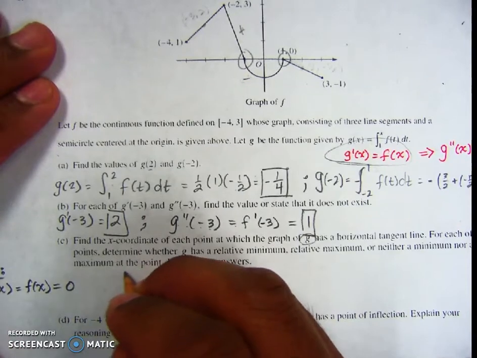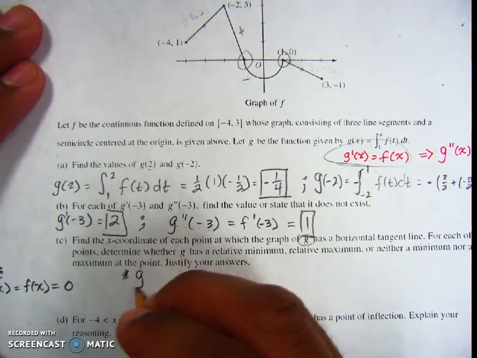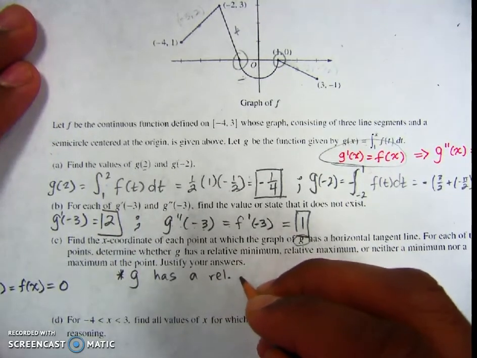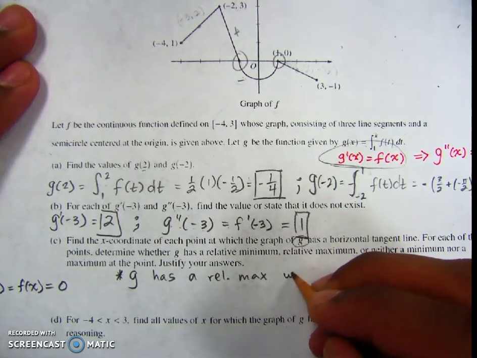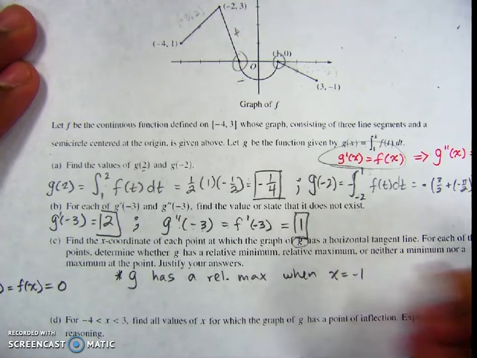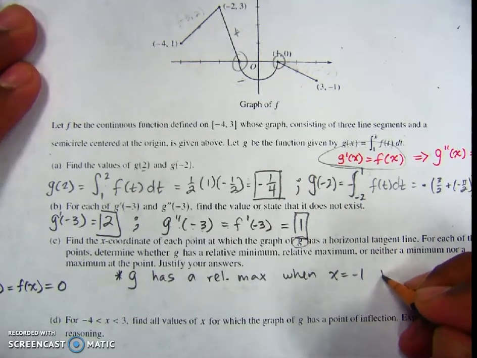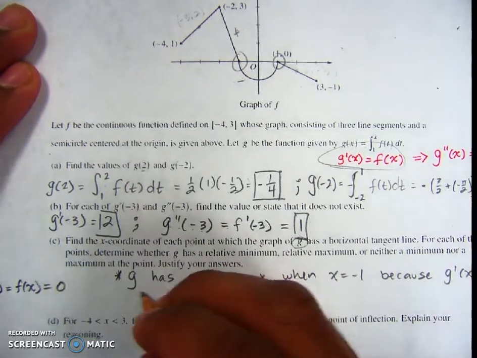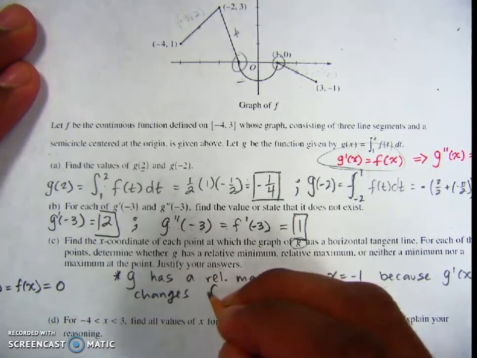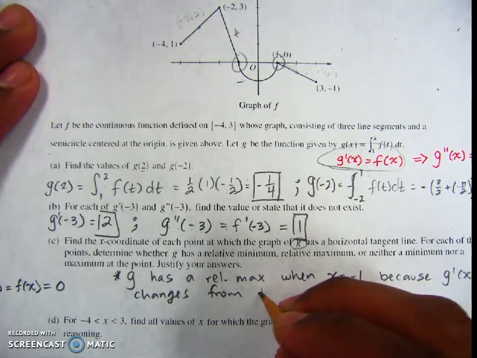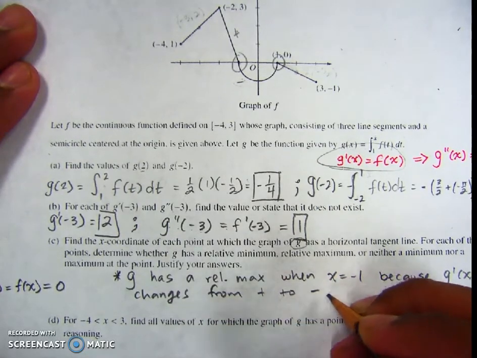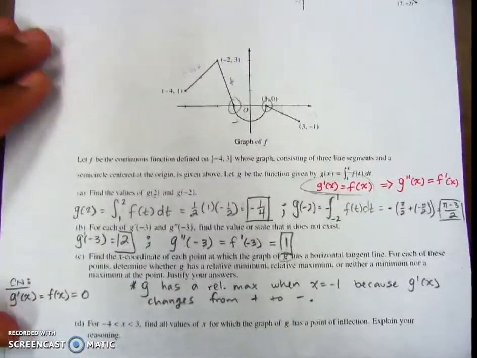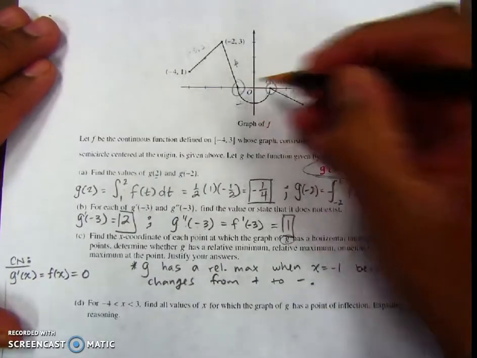So g has a relative max when x equals -1 because g prime of x changes from positive to negative. Alright, so that takes care of x equals negative 1.